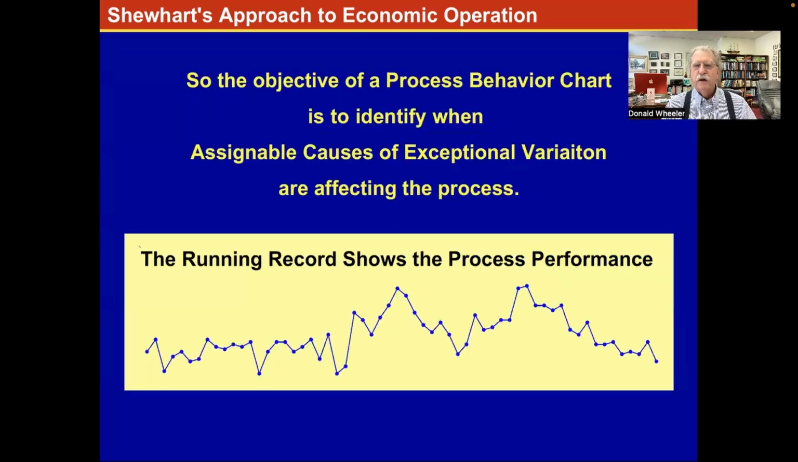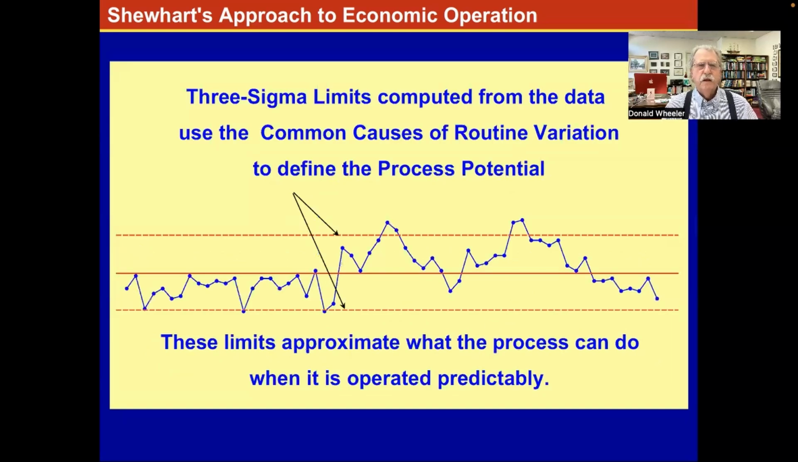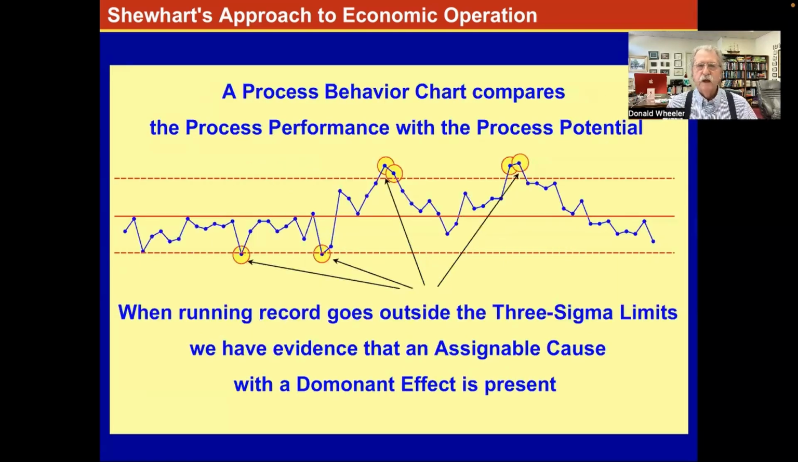So the objective of a process behavior chart is to identify when assignable causes of exceptional variation are present or affecting the process. The running record shows the process performance. 3 sigma limits computed from the data use the common causes of routine variation to define the process potential. These limits approximate what the process can do when it is operated predictably. So a process behavior chart compares the process performance with the process potential.